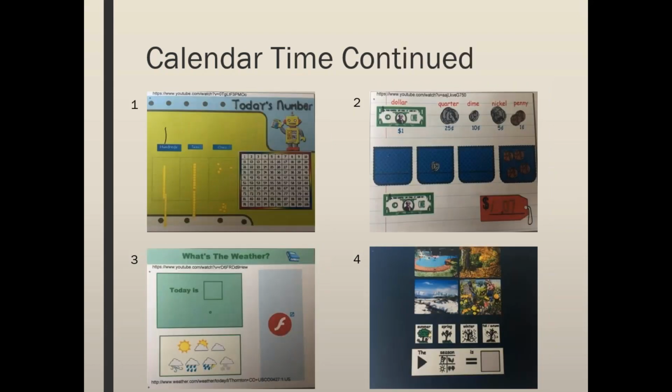We also talk about the number of days in school we've been in, both in using base 10 blocks and place value, as well as money. We listen to songs, and we do a lot with movement during these just to keep students engaged. And then of course we talk about the weather and what we wear and what we can do outside, and also the season.